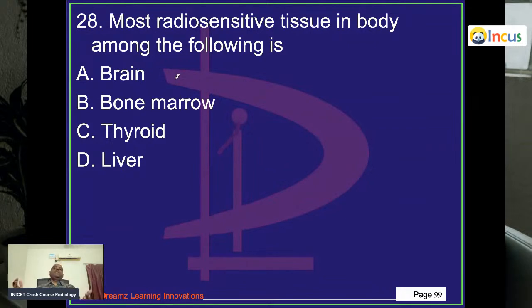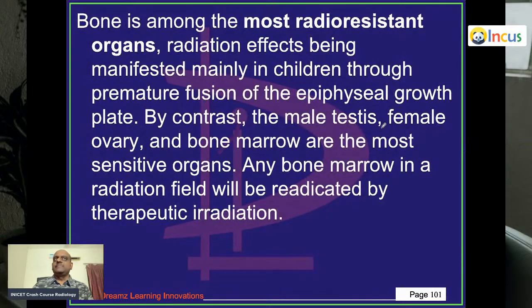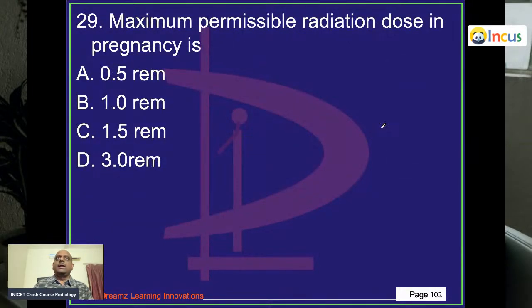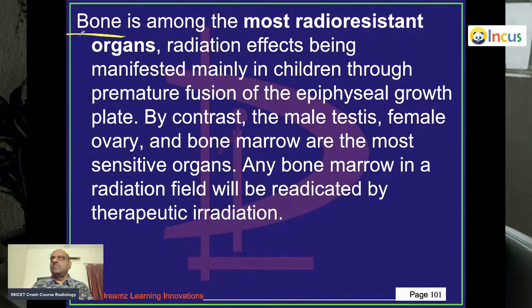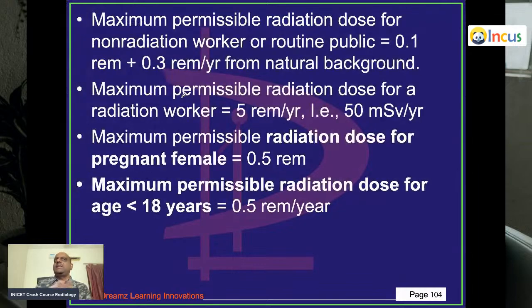Now, doctor, what is the most radiosensitive tissue in the body out of all these? It is the bone marrow which is most radiosensitive is what you need to remember. Bone marrow. Whereas the bone is most radio resistant, but the marrow inside it is most sensitive is what you should remember. So now, doctor, what is the maximum permissible dose in pregnancy? 0.5 rem is the maximal permissible dose is what you need to remember.